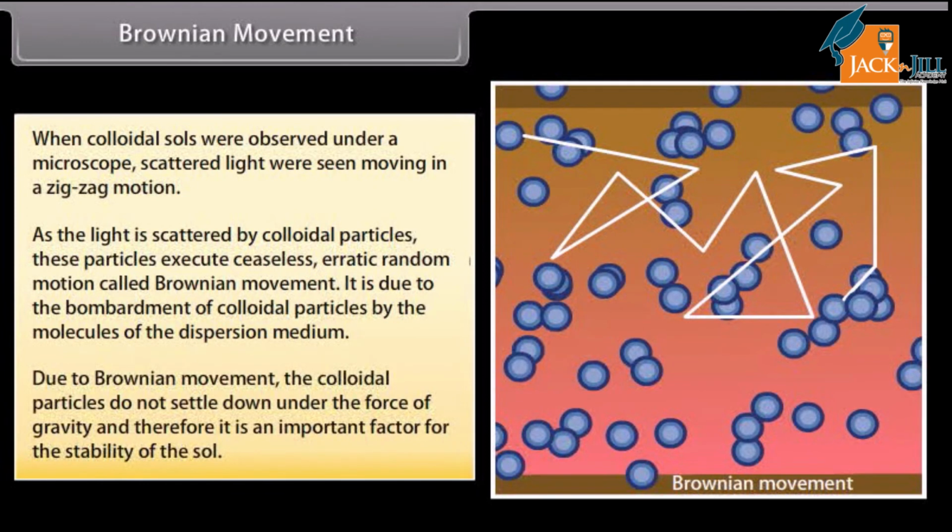Due to Brownian movement, the colloidal particles do not settle down under the force of gravity, and therefore, it is an important factor for the stability of the sol.